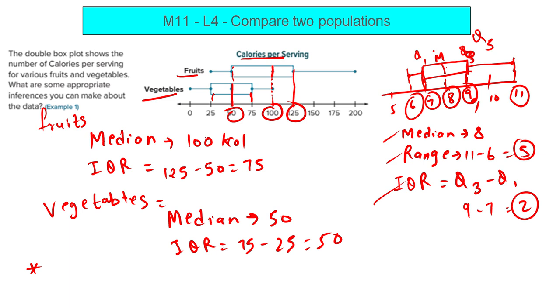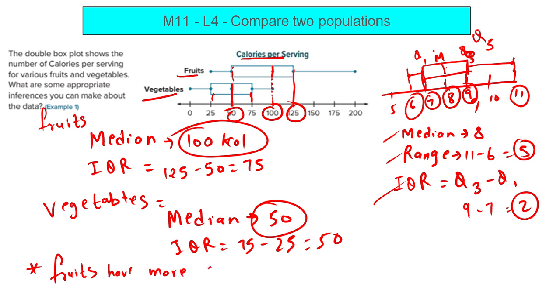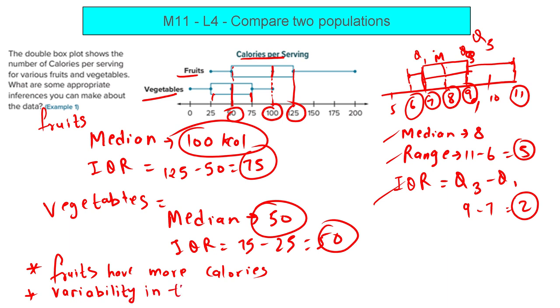The first inference is check the median. The median of the fruit is higher than the median of the vegetables. That is, I can say fruits have more calories than vegetables. Fruits have more calories, right? Than the vegetables. Second, the interquartile range of the fruits is higher and the vegetables is less. That is, I will simply say the variability, we call it variability, okay? Variability in the calories of vegetables is lesser.